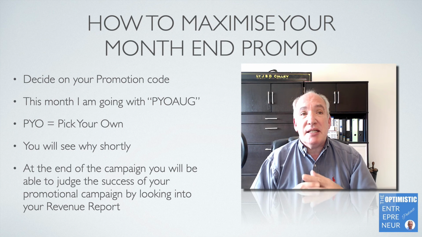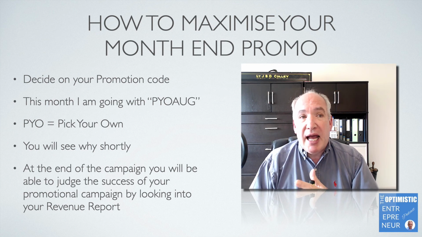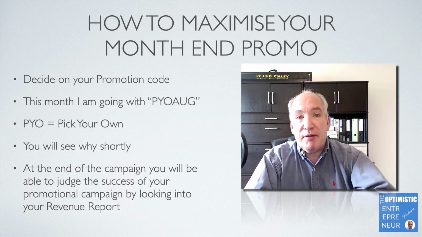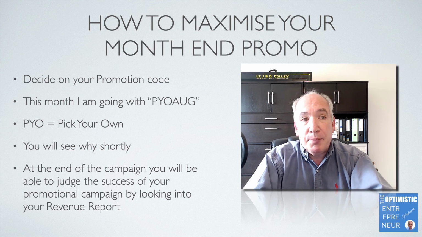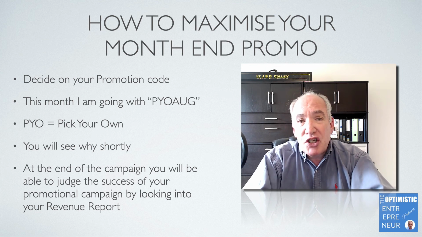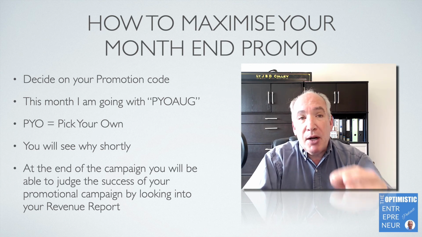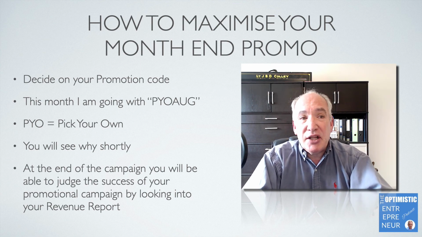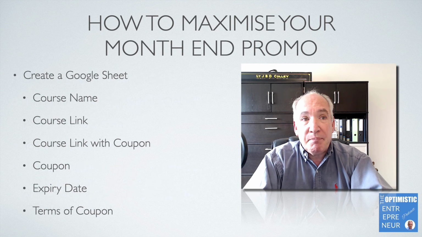First of all, you need to decide on your promotion code, and this month I'm going to go with PYO August, PYOAUG. PYO being an English phrase, maybe you have it in America as well, pick your own. You'll see why shortly. At the end of the campaign, you're going to be able to judge the success of your promotional campaign by looking at your revenue report and seeing how many sales tie in to that specific code.